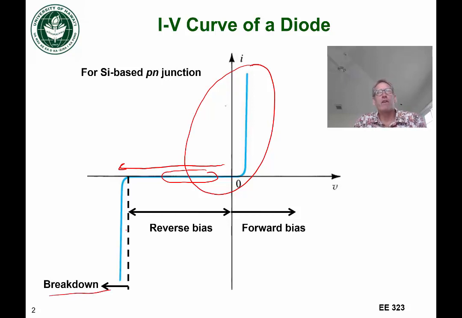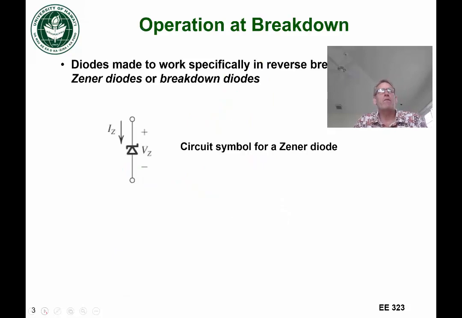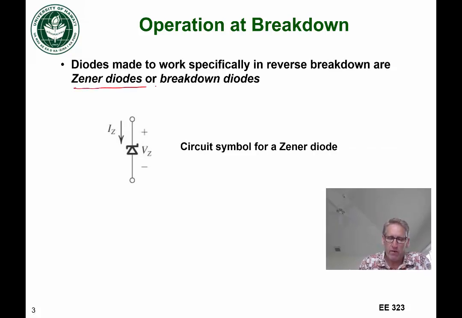The breakdown can occur for a number of reasons, including tunneling or avalanche breakdown. As long as we keep the current limited so that the current doesn't get too high in the negative direction, this won't damage the device permanently. So we can use it in this reverse bias region. We call this a different type of diode when it's operated in reverse breakdown. This is called a Zener diode, or a breakdown diode.